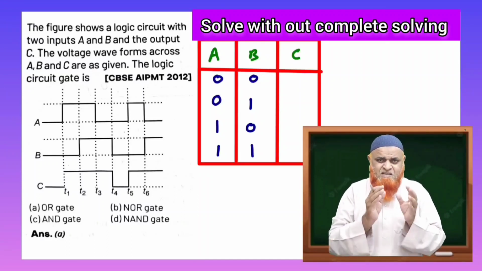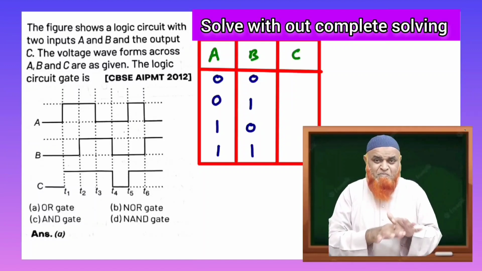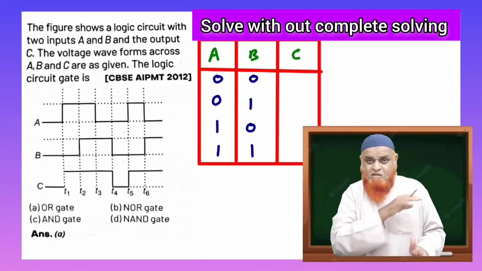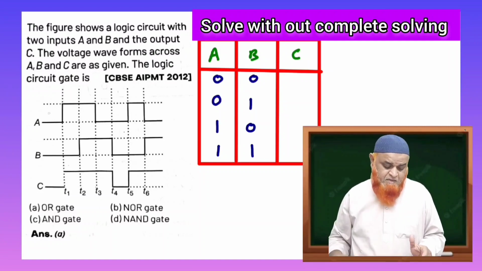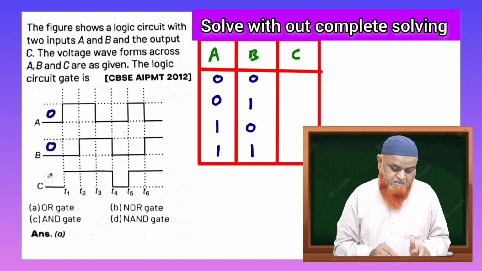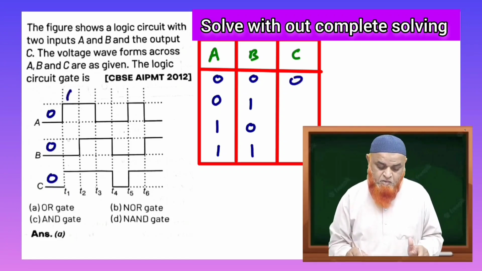Okay, my dear students, how can you solve this problem without even completing this square-shaped wave? In just 2 or 3 steps only you can complete this problem. No need to solve the total square wave. This is a shortcut here. You will feel amazing here. You can just see here, this is 0 and this is 0, then C is going to be 0. So you can write 0 here.